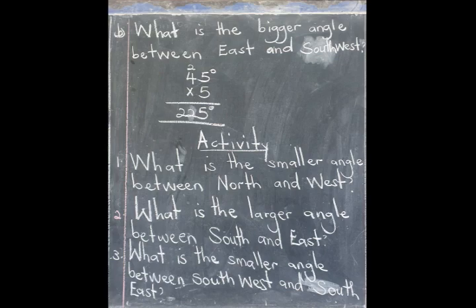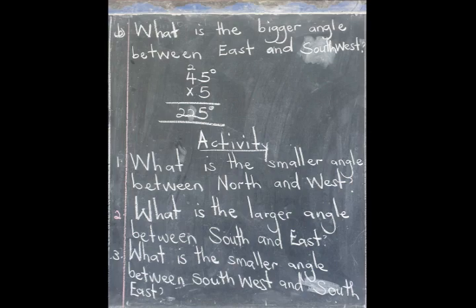So when I count the number of spaces that I have from east to southwest moving anti-clockwise, I have 5 spaces. And remember, every space that you see there contains 45 degrees. Therefore, children, get 45 degrees times 5. Don't ask me why I've got the 5. I've said, let's count the spaces from the east to the southwest.